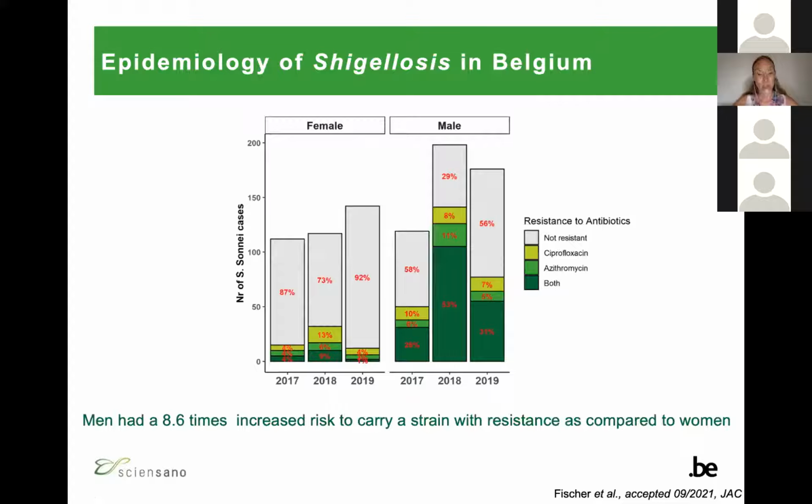If we have a little bit closer look at each of the years and split the cases by gender into female and male, we can see overall that the proportion of cases in men is higher than in females. And moreover, the proportion of antimicrobial resistance among isolates coming from men is much higher. And here I want to point out the spike in double resistance observed between the years 2017 and 2018. We performed the epidemiological analysis of all cases across the 3 years, and we found that men had an 8.6 times increased risk to carry a strain with resistance as compared to women.